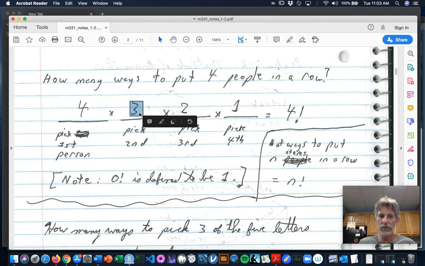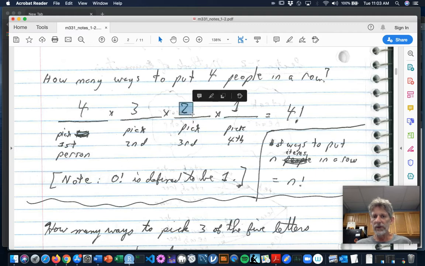So I can use the multiplication principle. And then the next task is picking the 3rd person in the row. There are now only 2 ways to do that because I've already picked 2 people out of the 4. And by the time I get to my last task of picking the 4th person, I've only got 1 person left to pick. There's only 1 way to finish that task. 4 times 3 times 2 times 1 is what we call 4 factorial.